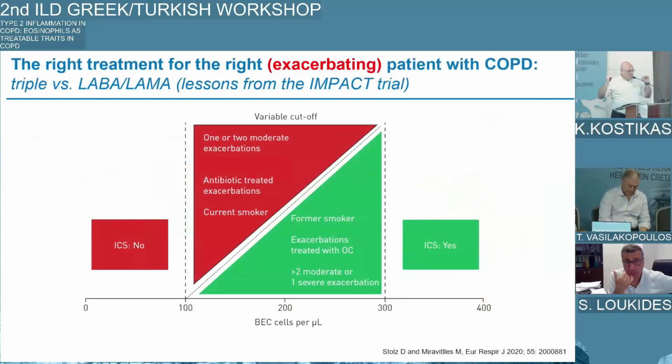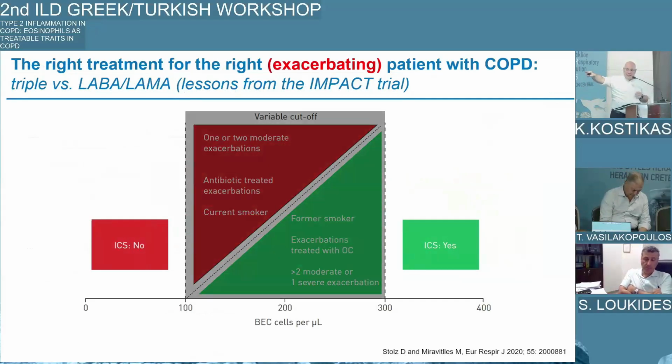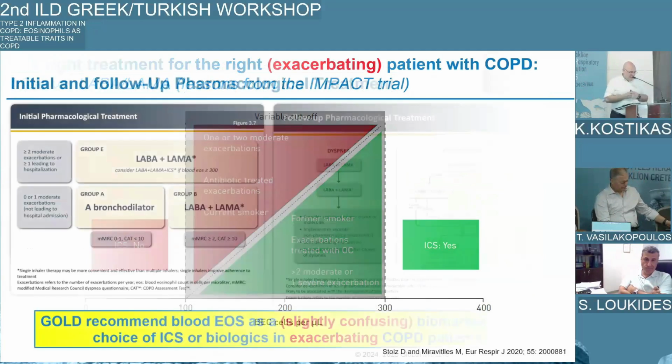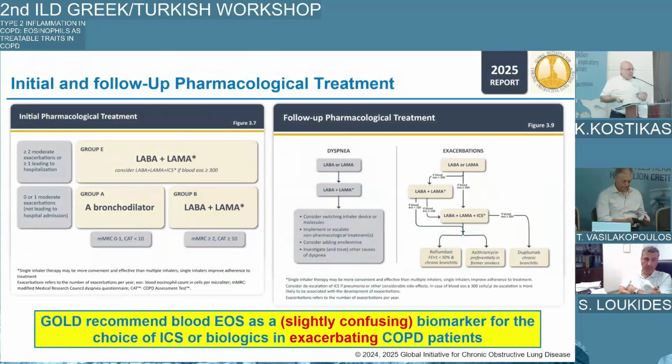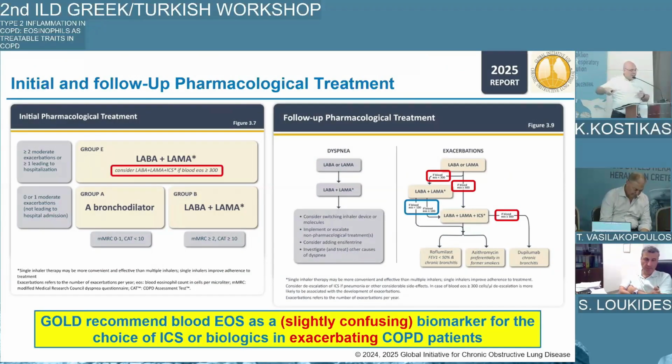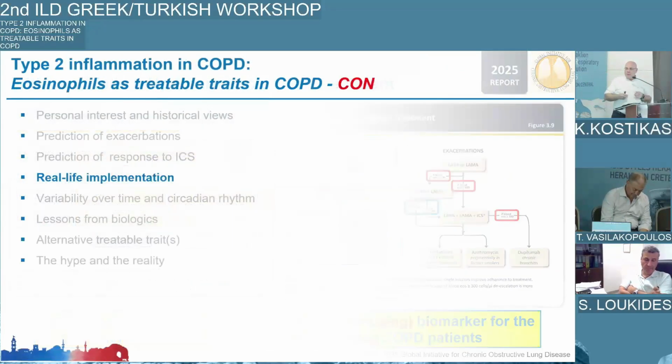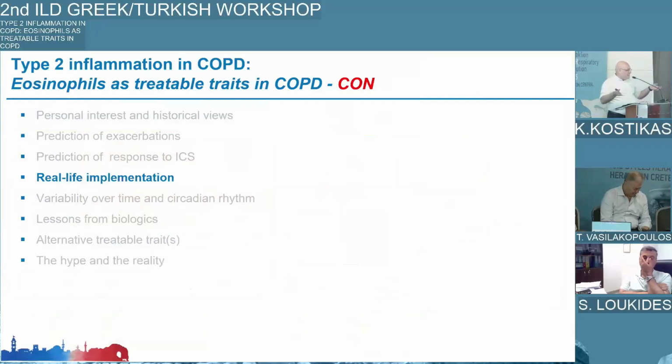So to go back to the Dave Singh slide, and now this is Diana Stoltz and Mark Miravitlles, in exacerbating patients, if we have very low blood eos, no ICS. If we have high blood eos, yes ICS, but the majority of patients are in there. And we need to decide if they are current smokers, what type of exacerbations they have, and if they have many events. And this is the evidence by GOLD that is again a little bit confusing, because we are using 300 and sometimes we're using 100 and again we're using 300, and this is the confusion that we have around blood eosinophils. I need to have some arguments, Alberto, I'm sorry for that.